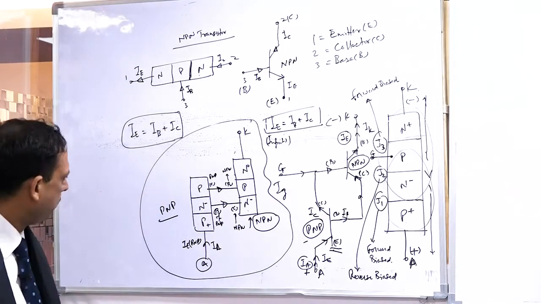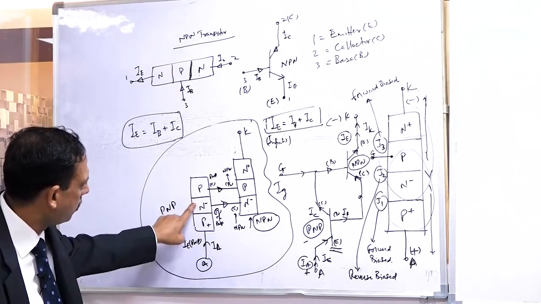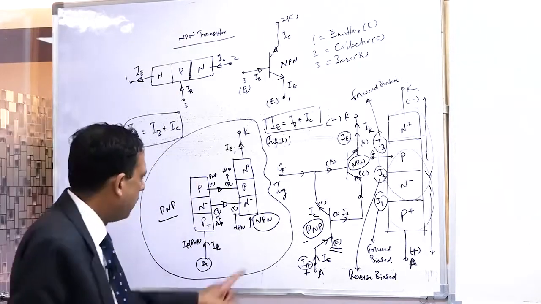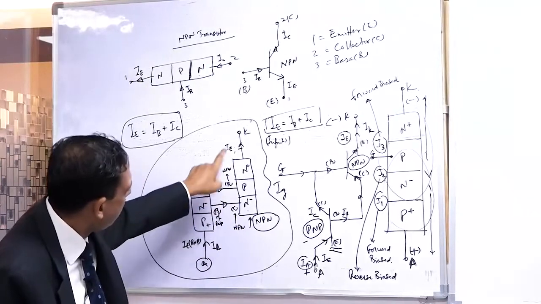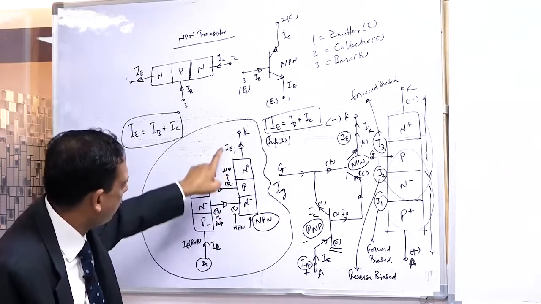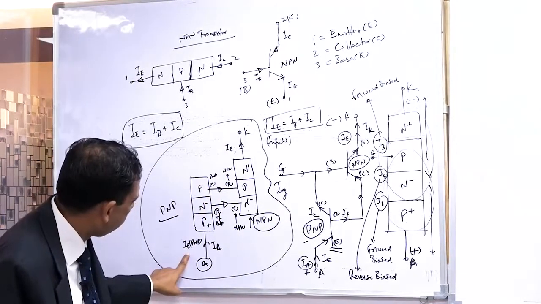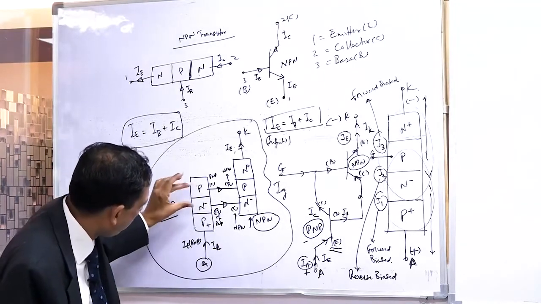Is it clear? In PNP, the current: the emitter is going in, and the base and collector are going out. In NPN, the collector is going inside, the base is going inside, and the emitter is going out. So base plus collector is equal to emitter. The emitter of PNP is going inside, and the base and collector are going out.